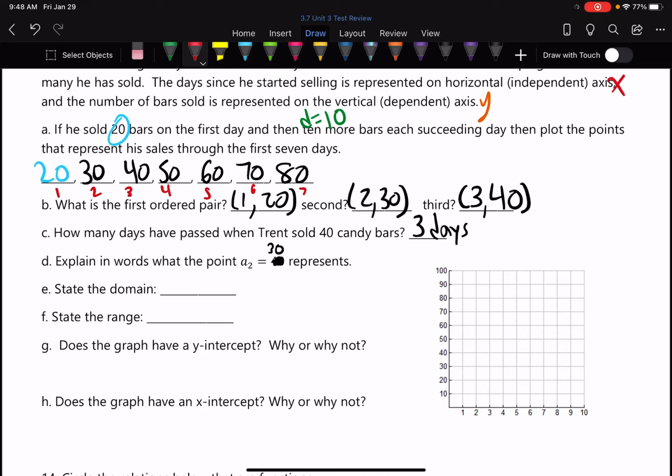If I was to explain in words what the point a sub 2 equals 30 represents, well, that means that on the second day, Trent sold 30 candy bars.